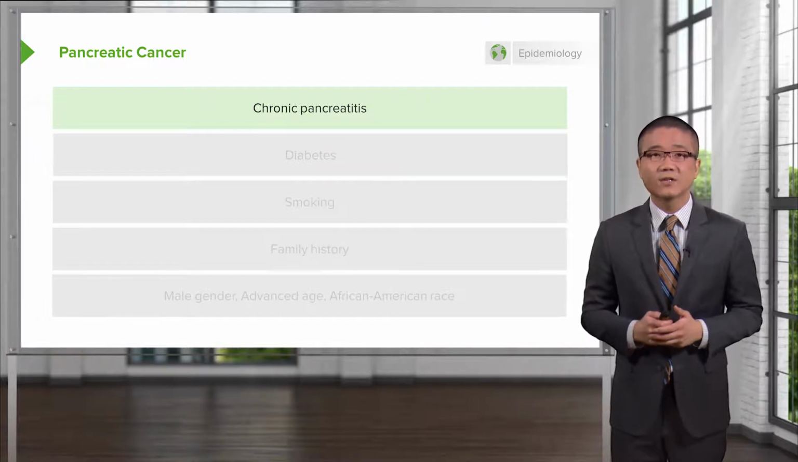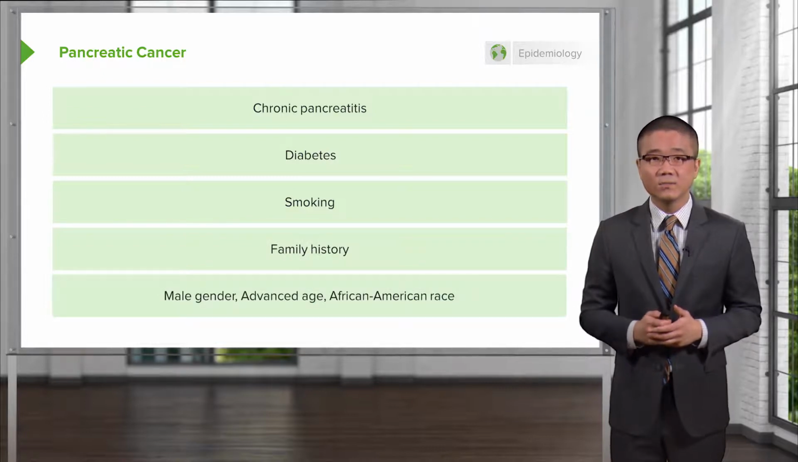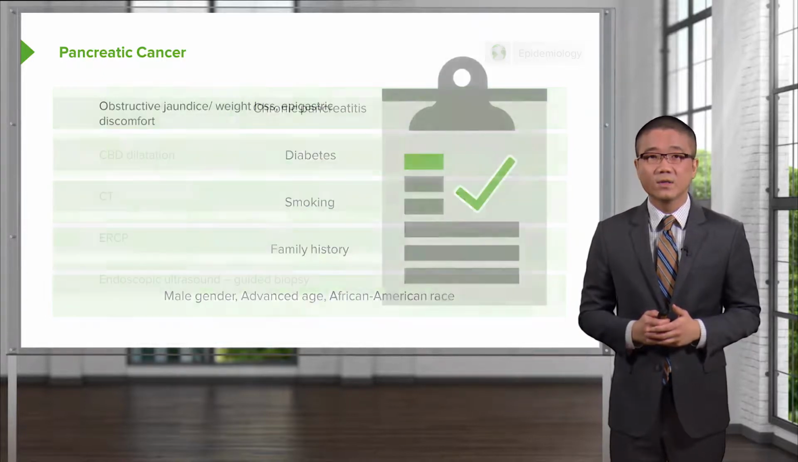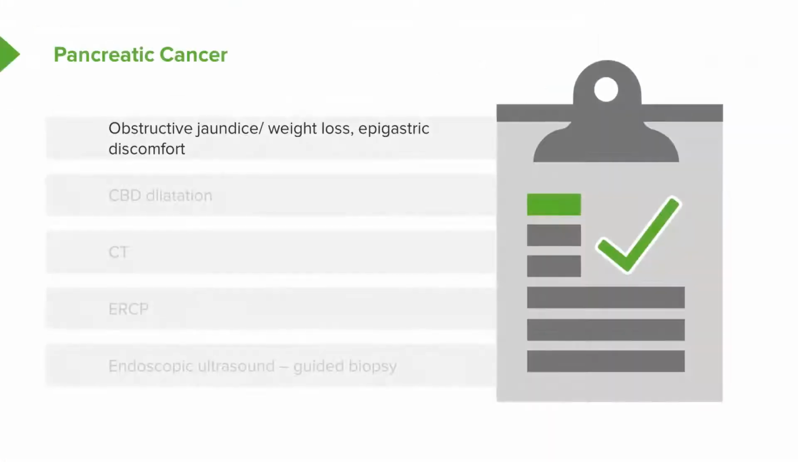What are some risk factors that are associated with pancreatic cancer? Chronic pancreatitis, diabetes, smoking, family history, as well as age and gender. Pancreatic cancer can lead to obstructive jaundice, weight loss, and epigastric discomfort. There may be common bile duct dilatation, particularly with head of the pancreas lesions.